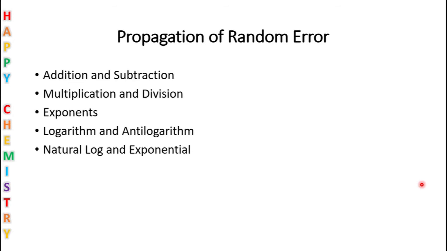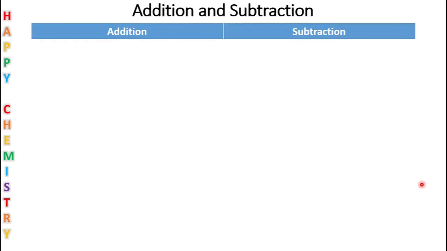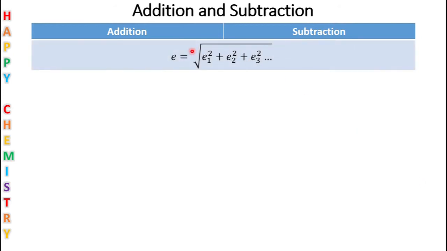We will first look at addition and subtraction. In addition and subtraction, resultant absolute uncertainty is calculated. Here, the square of each individual uncertainty is added up and the square root is calculated to get the resultant absolute uncertainty.